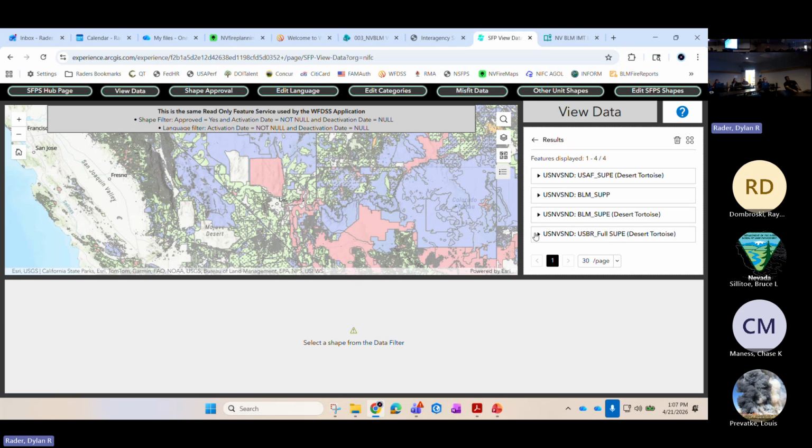So there's a little bit of uniqueness with the naming conventions as we go from district to district. I'm not going to bring up the map, but we've been working to try to standardize our language as much as possible.